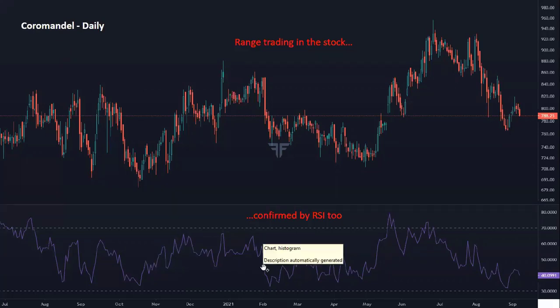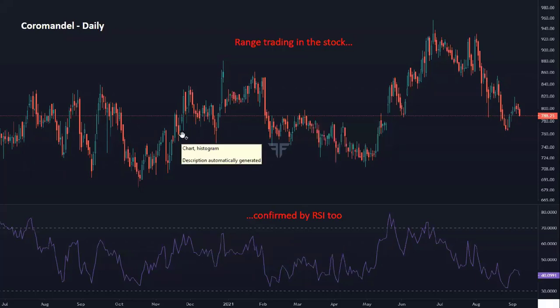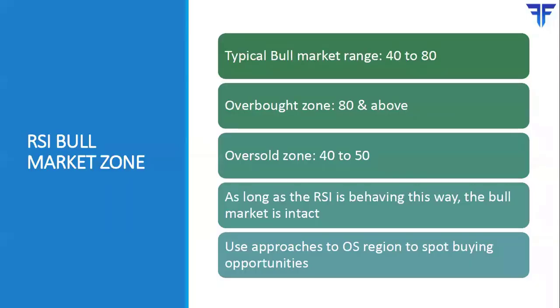So just by looking at the RSI, you can sort of get a sense that the price should be in a consolidation zone, which is what is happening over here. If you look at the price chart of Coromandel, it's neither clearly trending up nor clearly trending down. So in a sideways market, there is a tendency for the RSI to fluctuate between 30 and 70. However, when the market starts to trend, the behavior of the RSI tends to change. So let me talk about how the RSI behaves in a bull market.